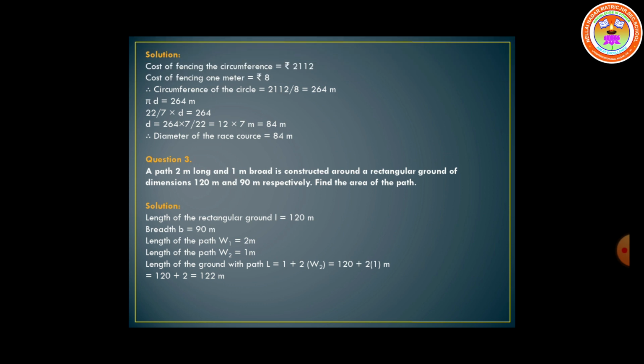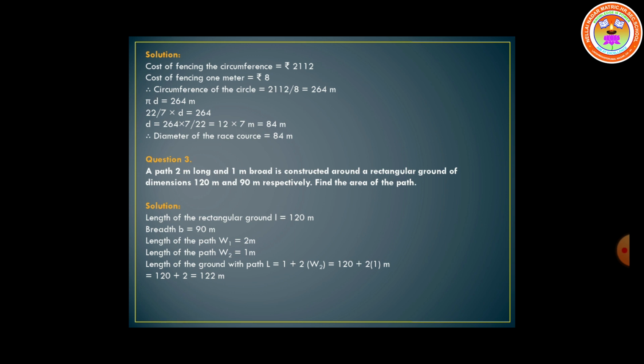Next, we are going to see the third question. A path 2 meter long and 1 meter broad is constructed around a rectangular ground of dimension 120 meter and 90 meter respectively. Find the area of the path. We know that a path 2 meter long and 1 meter broad is constructed around a rectangular ground of dimension 120 meter into 90 meter respectively. Find the area of the path.